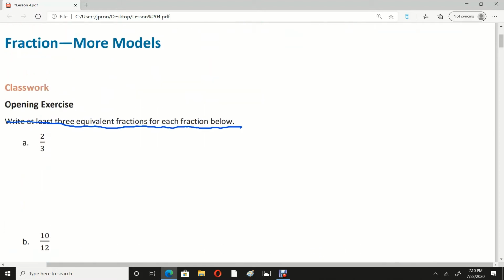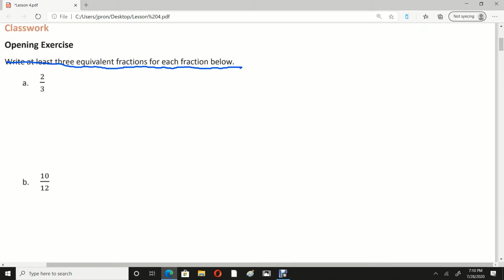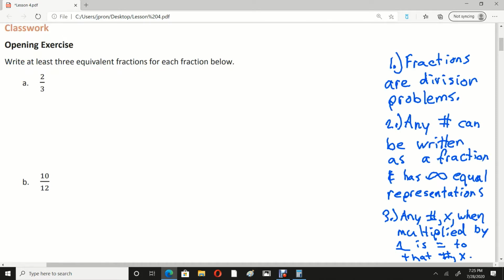So to start off, I want y'all to take some time, think about what you've learned about fractions and see if you can come up with some equivalent fractions to these two right here. Okay, so we have 2 fractions here and we want to find at least 3 equivalent fractions for each. Okay, so first, equivalent. What does that mean? Well, equivalent just means equal to, right? So we want to find some fractions that are equal to 2/3.